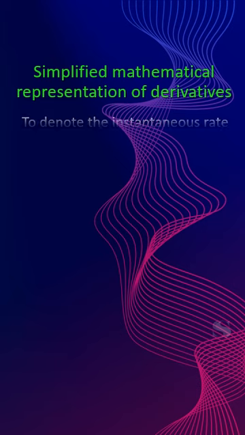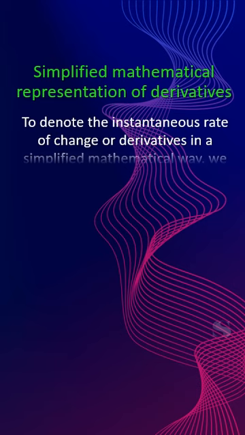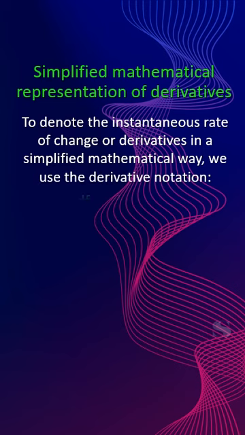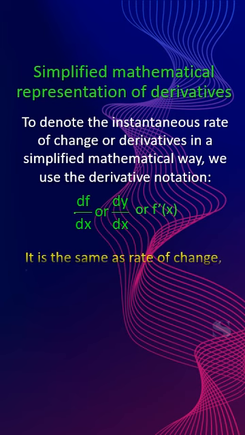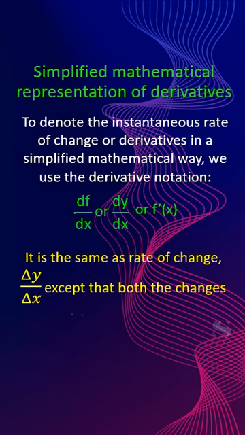To denote the instantaneous rate of change, or derivative, in a simplified mathematical way, we use the derivative notation: df by dx, or dy by dx, or f'(x). It is the same as the ordinary rate of change, delta y by delta x, except that both the changes, delta y and delta x, are extremely small.